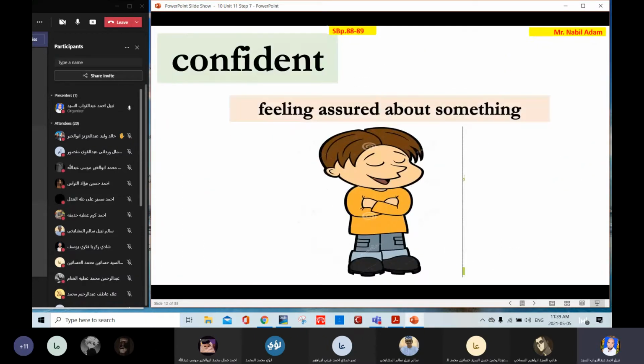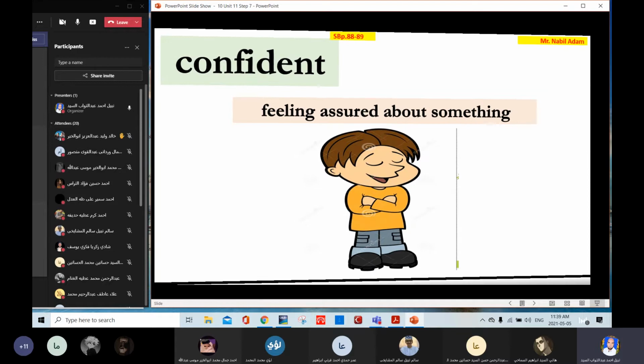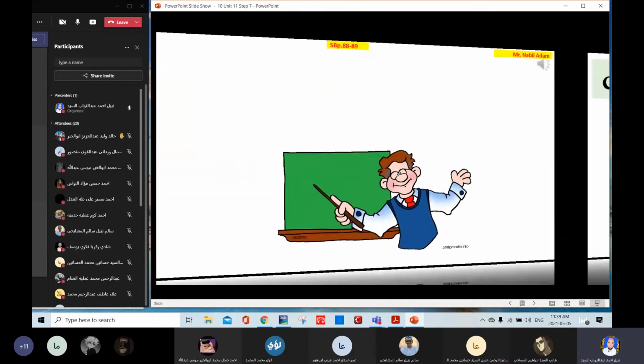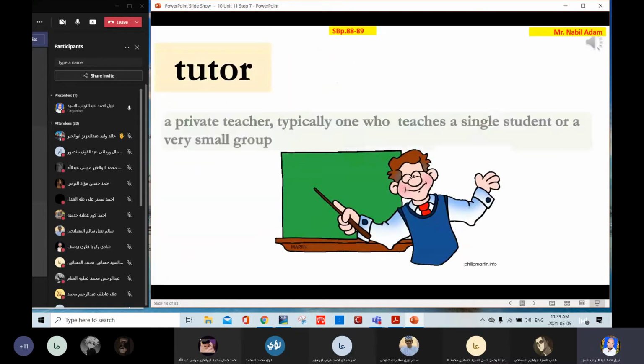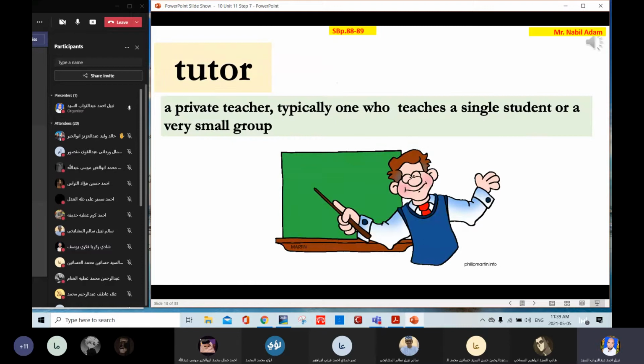Confident. Confident describes someone feeling assured about something. I'm confident. I'm sure. I'm certain. Confident. Tutor means a private teacher, typically one who teaches a single student or a small group. You can have a tutor at home or in an institute. So a tutor means a private teacher. Tutor.